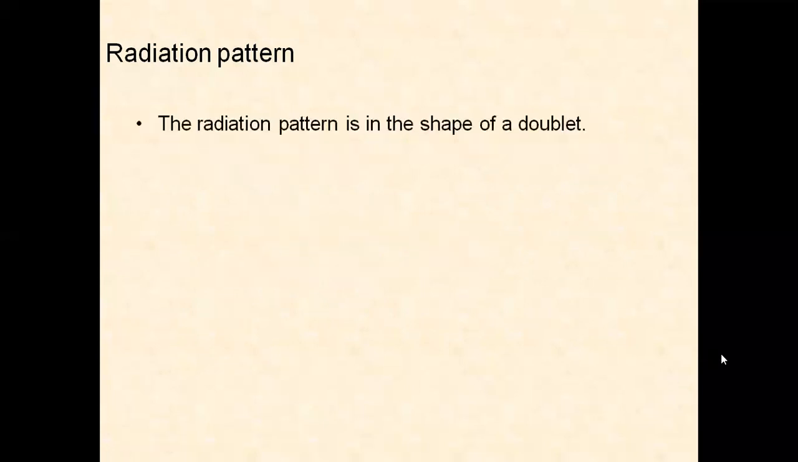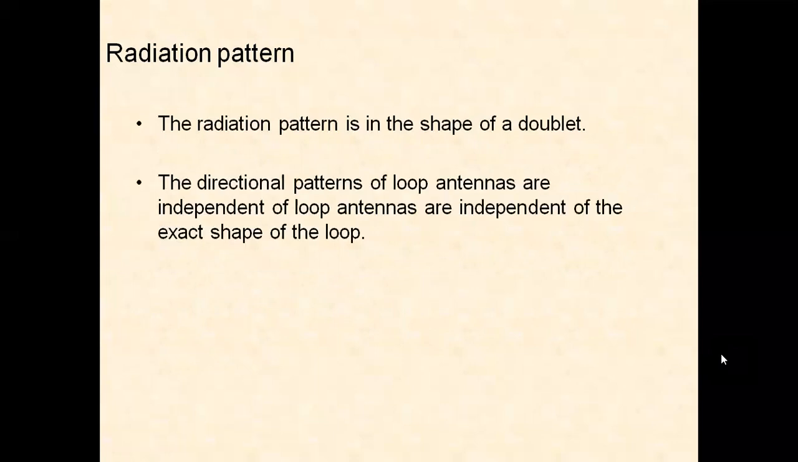The radiation pattern is the same as that of a doublet. The directional pattern of a loop antenna is independent of the exact shape of the loop. So the radiation pattern is like the elementary doublet, the Hertzian dipole.